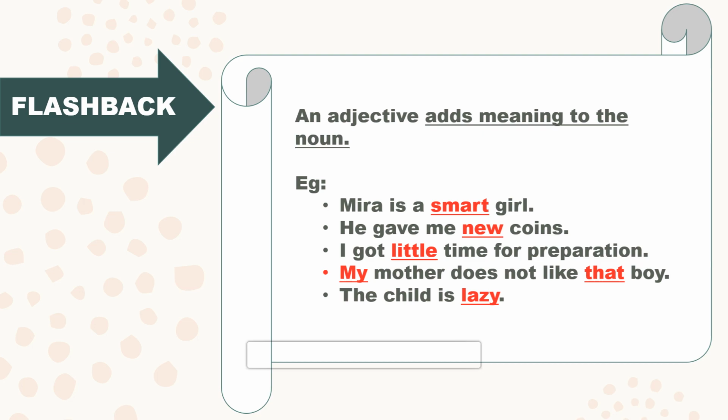Now, next one. The child is lazy. Here you see the noun is not just next to the adjective. So, the child is lazy. Here, the noun is child. Which kind of child is he? So, he is a lazy child. He is not an active child. So, lazy is the quality of the child here. Lazy is the word which tells us more about the child. So, here, lazy is an adjective. I hope you understood adjective now. You simply remember an adjective tells more about a noun.